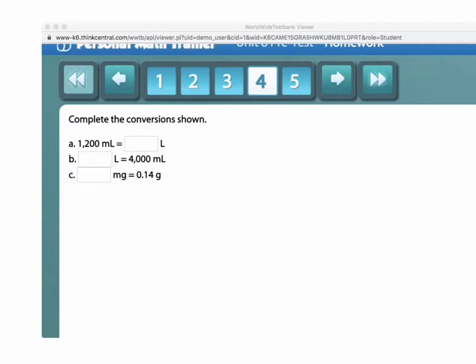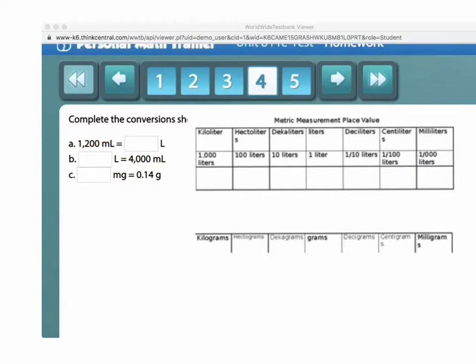Problem 4 has 3 subparts. We're converting milliliters to liters, milliliters to liters, and grams to milligrams. All right, so we'll start with the milliliters to liters. You see that I have 1,200 milliliters, and I'm going to go from milliliters to liters. So I'm going to take that decimal point that exists right there and shift it over 3 times until it gets in between the liters and deciliters. You can see it's 1.2 liters. So my answer for that would be 1.2.